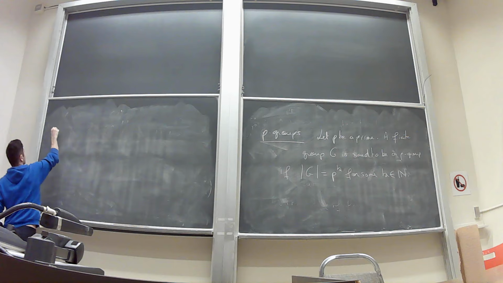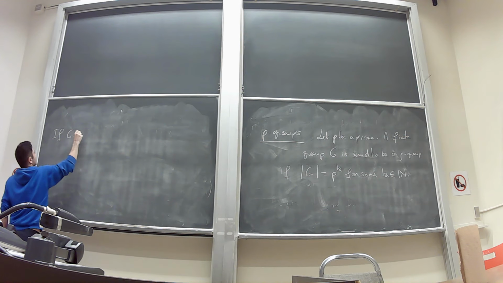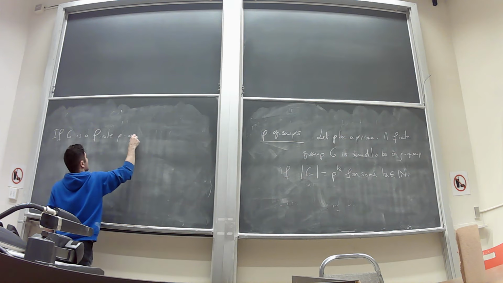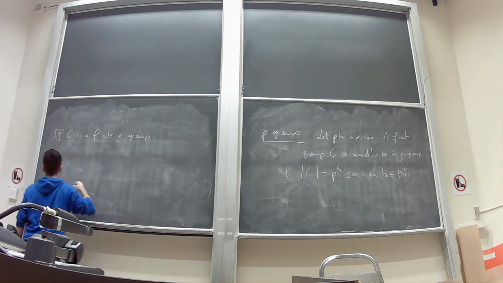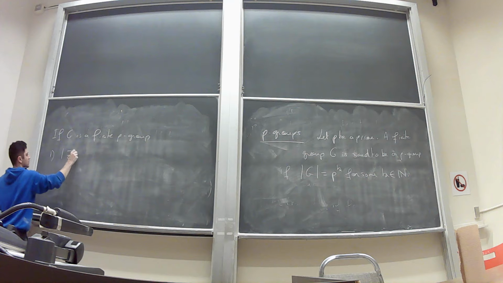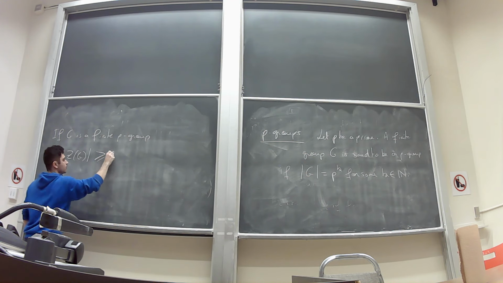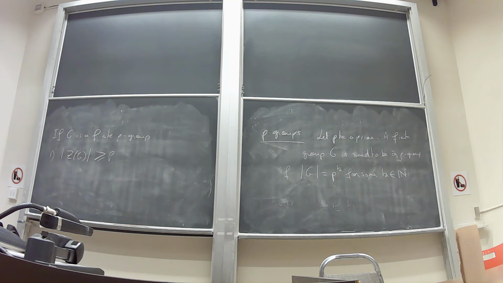One. If G is a finite p-group, we have seen that the size of Z(G) is bigger or equal to p, right? Remember this? Homework 4. How did we prove this?